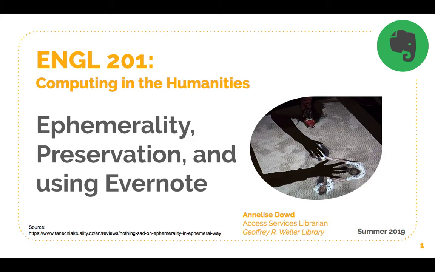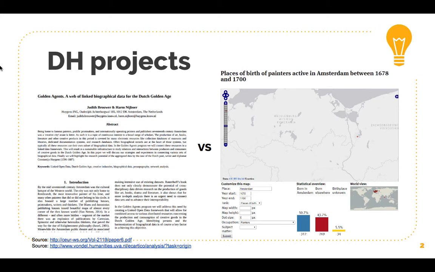This video will cover ephemerality, preservation, and using Evernote. The primary focus of this video will be looking at digital humanities projects, so looking at what they are, how to find them, and thinking critically about the permanence or impermanence of these digital objects. While last week we went over the definition of the digital humanities, to get an idea about what this field entails, this week we'll focus on DH projects.